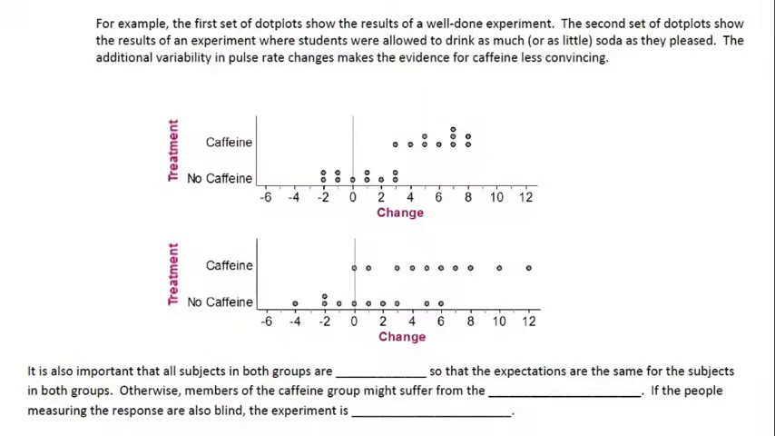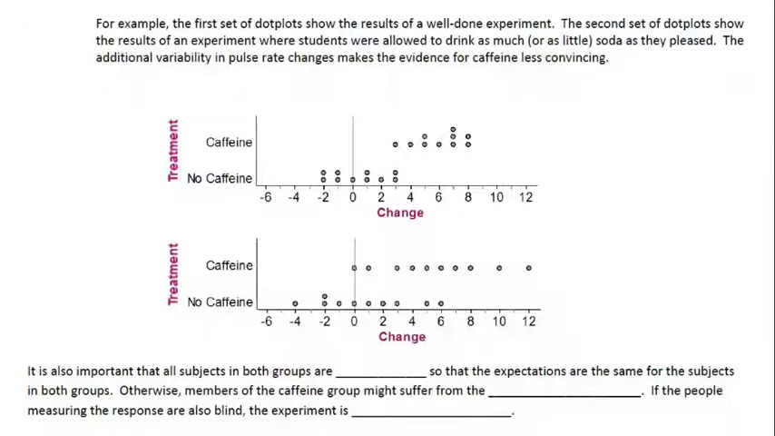And these two dot plots are just examples of two caffeine experiments. And one of them actually featured control. Each student drank the same amount of caffeine here in the caffeine group. And obviously the no caffeine group didn't get any caffeine. In the second one, the caffeine group was allowed to drink as much or as little as they wanted. And you see how much variability that created.